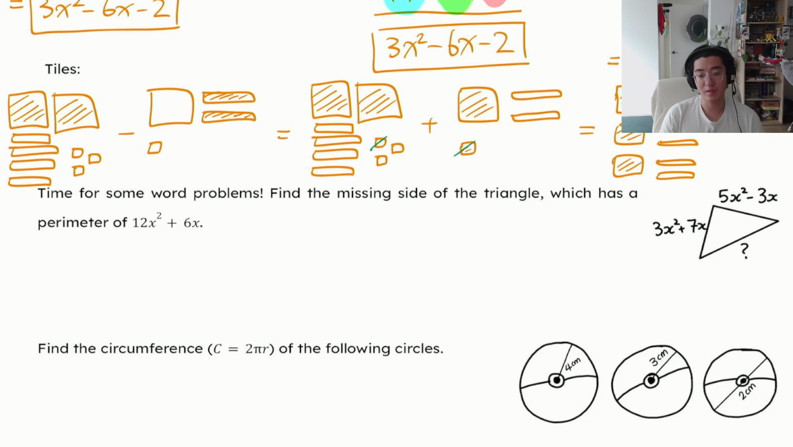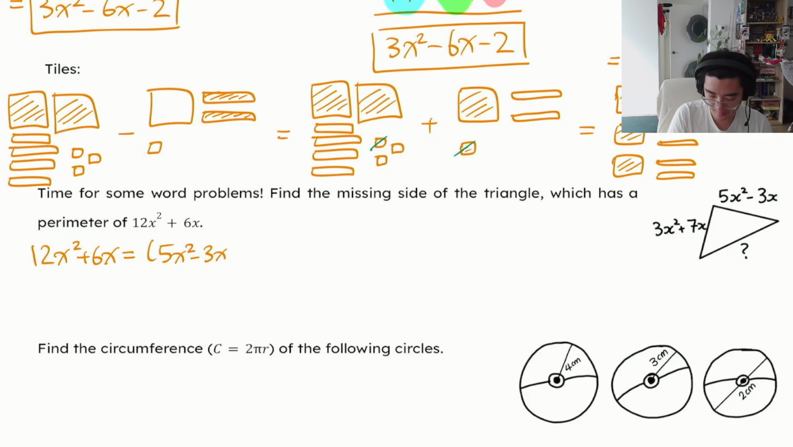Right, so now let's try a word problem. We have a perimeter of a triangle that's 12x squared plus 6x. Right, so if you remember, perimeter is pretty much us adding all the edges up together. So we have our first edge. Again, we'll try to put it in brackets just to indicate they're in the same clump.